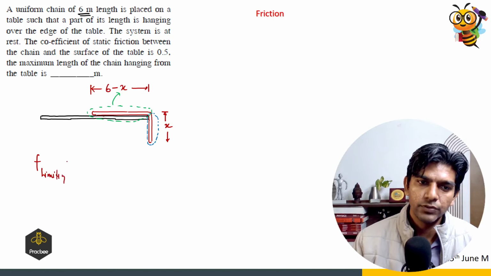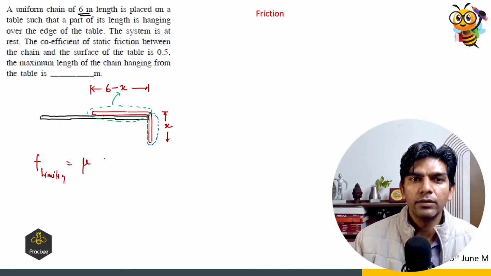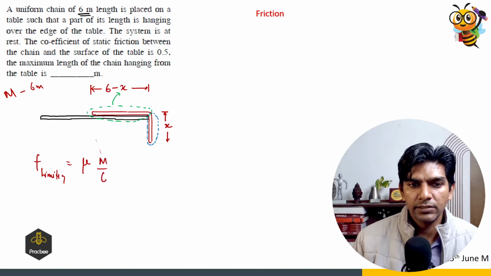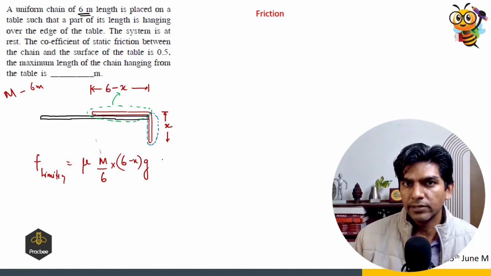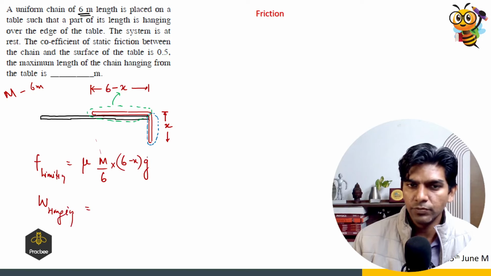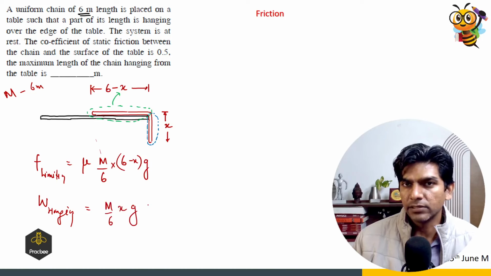So limiting frictional force will be mu times the weight of that, and let us say m is the mass of 6 meters. So we can say m by 6, that is mass per unit length, times the length of the part on the table, which is 6 minus x, multiplied with g. So that is the limiting frictional force. And what is the weight of the hanging part? That will be the mass of the hanging part, which will be m by 6 times the length, multiplied with acceleration due to gravity. Now we have to equate these two, right?